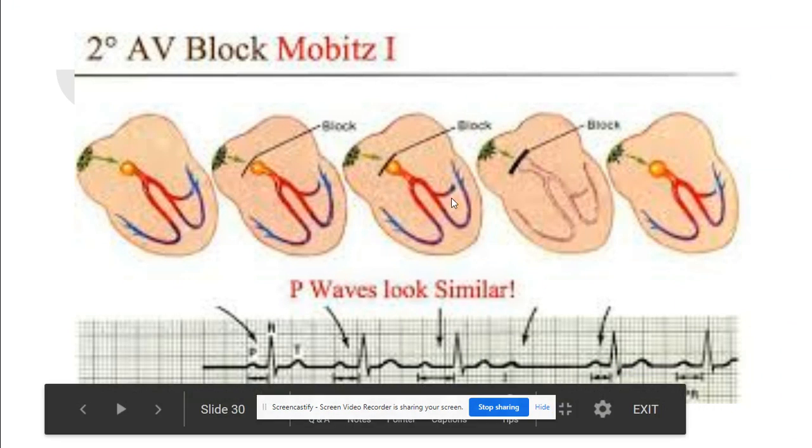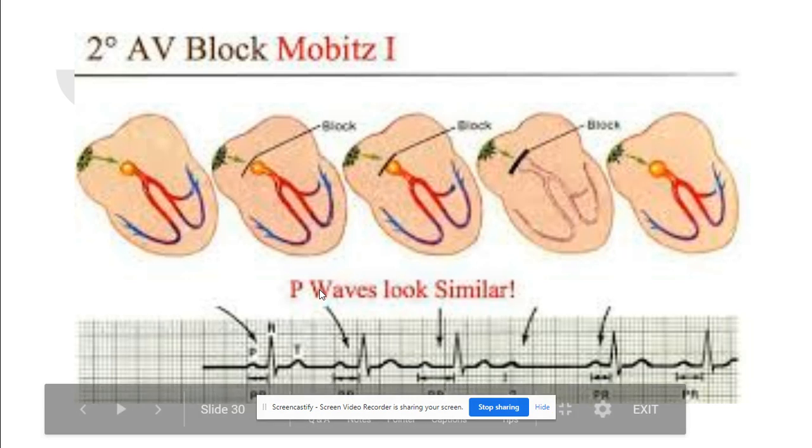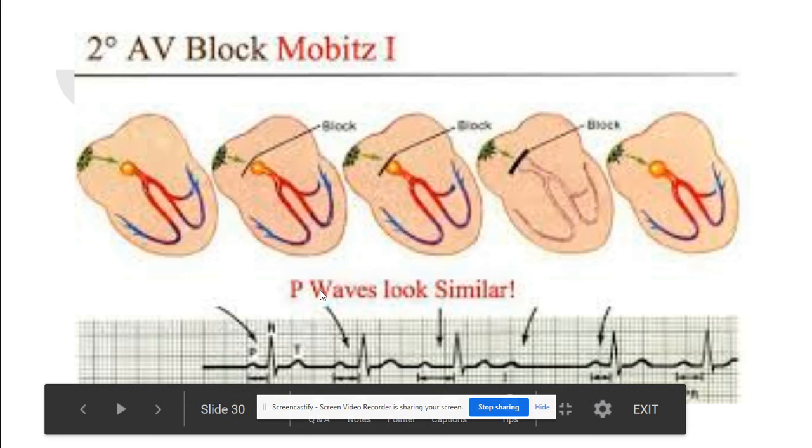So here's a second degree AV block Mobitz type 1. Again, it could be called a Wenckebach. The P waves look very similar, but the PRI continues to lengthen. So here we have a little bit of a first degree block because the PRI is too long, and then it gets longer, and then it gets longer, and then it gets even longer, and there's a dropped QRS, and then it starts again with just a little bit abnormal, even more, and so on and so on.